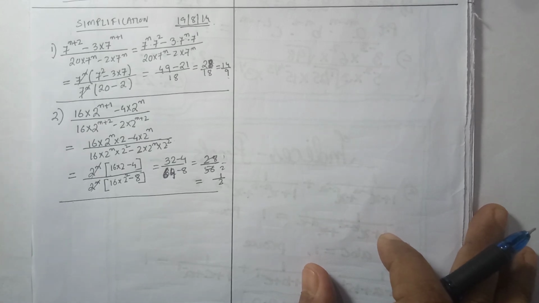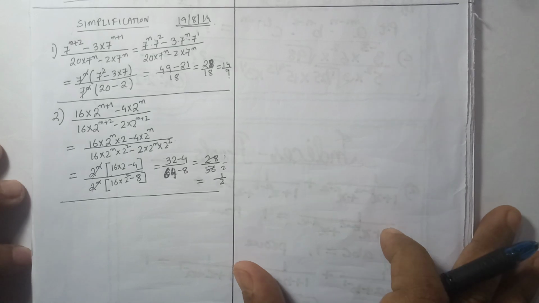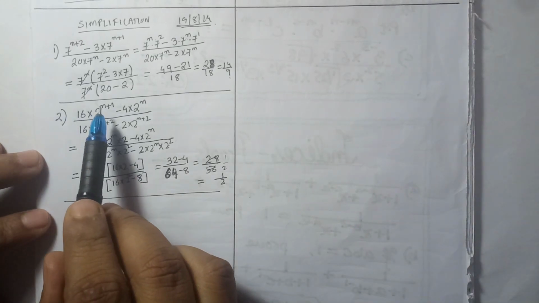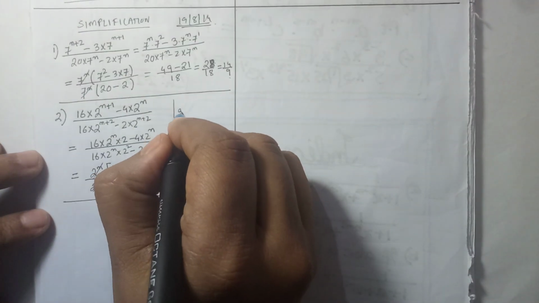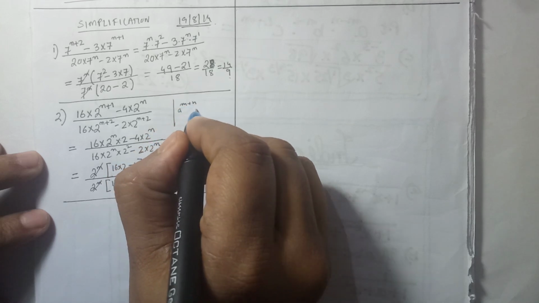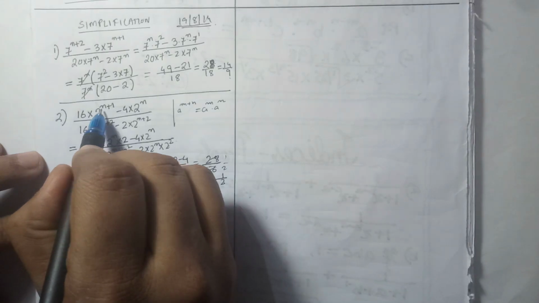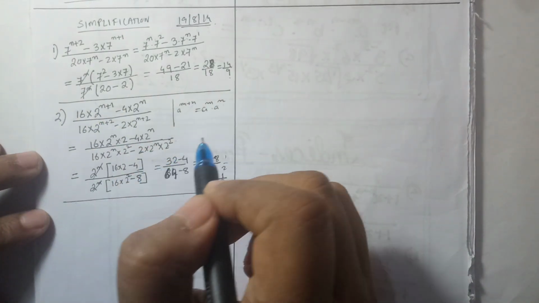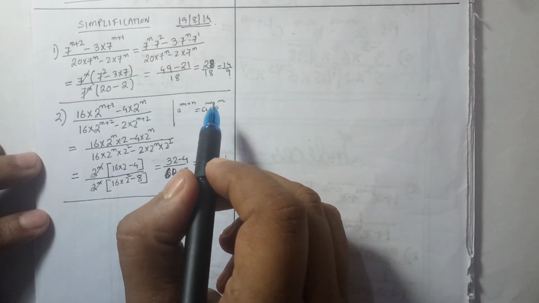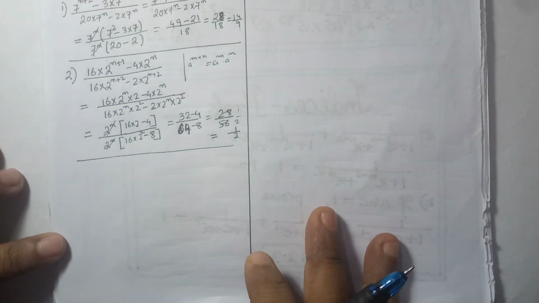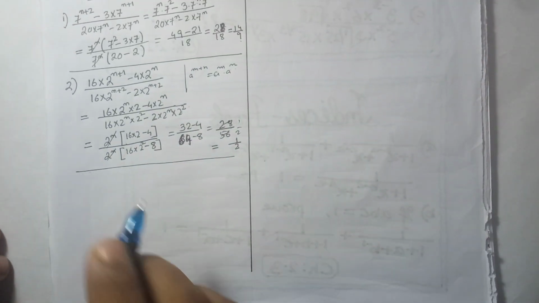Clear? We are only doing the reverse of the property. It is like a to the power of m plus n is a to the power of m into a to the power of n. We are doing the reverse of the property. Clear? Okay. The next one.